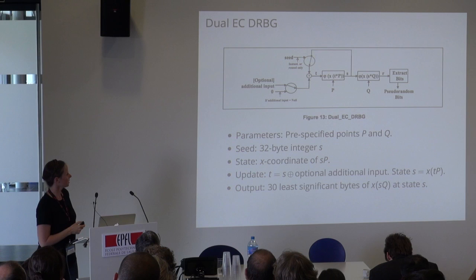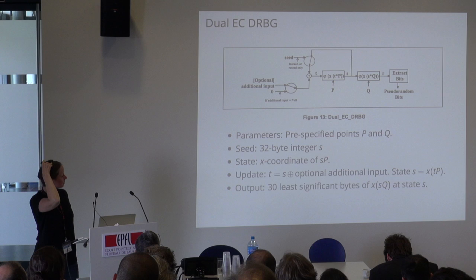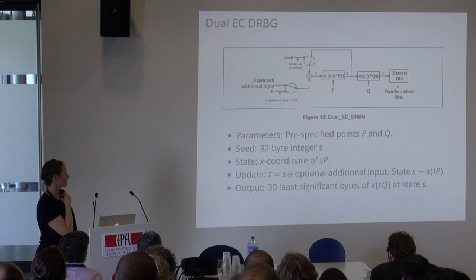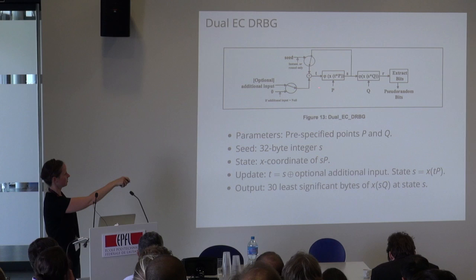So the seed is a 32-byte integer S, which in this picture is here. This picture is a little bit confusing, but whatever. So there's a seed. And then the state is the x coordinate of S times P, basically. And you can update with optional additional input. So you can XOR additional input in. We'll ignore that for a second. And basically, the state at that point is the x coordinate of your previous seed times P. Okay, so there's this iteration function.